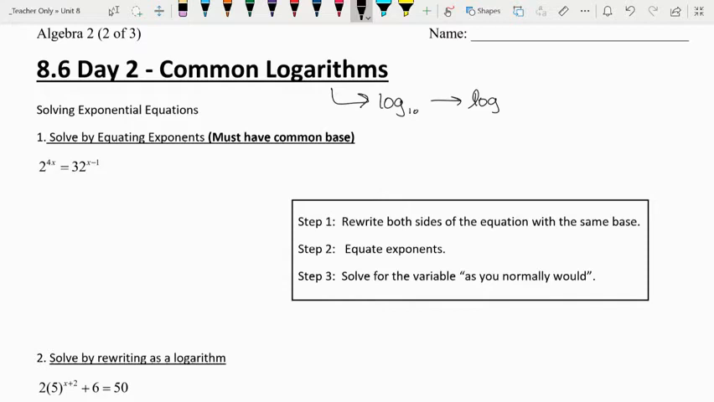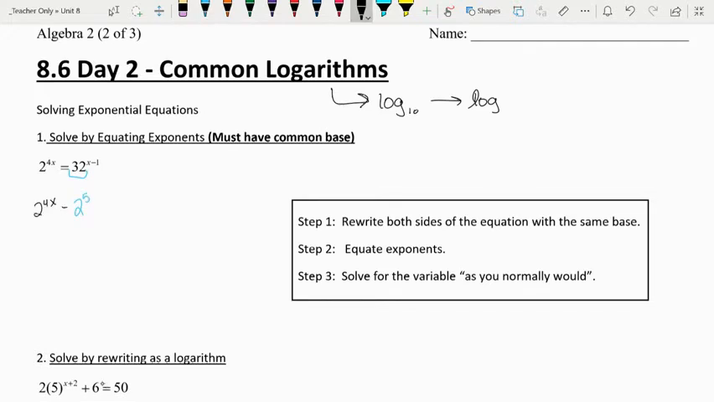The times where you use them to solve is when things like number 1 can't happen. So let's refresh our memory on ones like number 1. For this one, we have 2 to the 4x equals 32 to the x minus 1. Now, what we always did was we tried to get them the same base. And I know I can rewrite 32 as base 2. That would become 2 to the 5th.